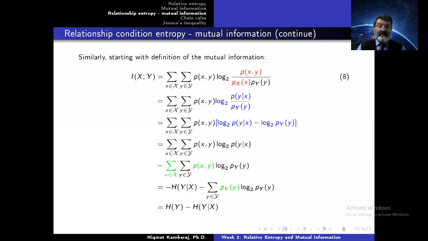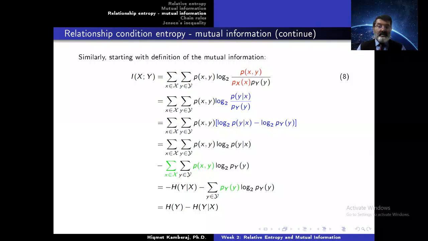Now I use the property of the logarithm again: log base 2 of the ratio P(y|x) over P(y) can be written as a difference of two logarithms, the logarithm base 2 of P(y|x) minus the logarithm base 2 of P(y).